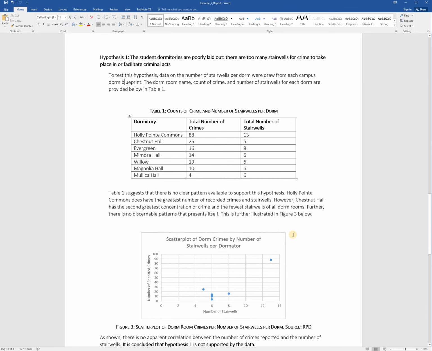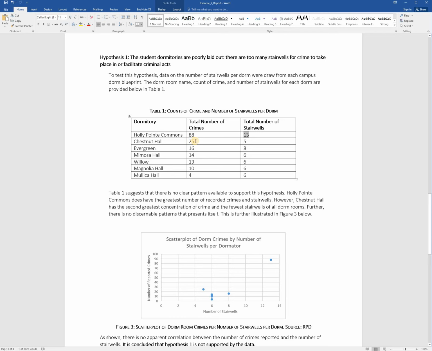So when we look at this table, we can start to get an idea about whether our hypothesis is going to be supported. If we look at the first row, we'll see Holly Point Commons. We've got a total of 88 crimes, which is the greatest number of crimes, and we've also got 13 stairwells. So initially, we might say there's some support here, because the highest crime dorm also has the greatest number of stairwells.